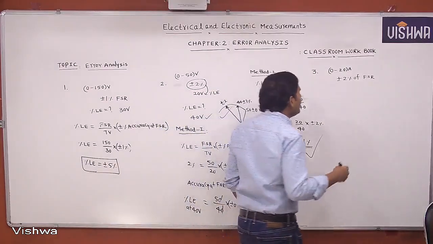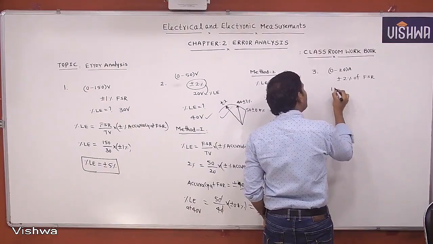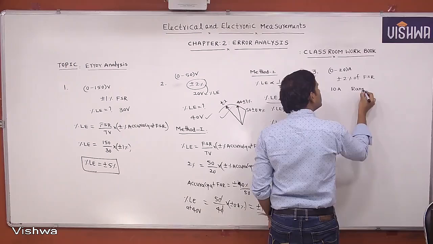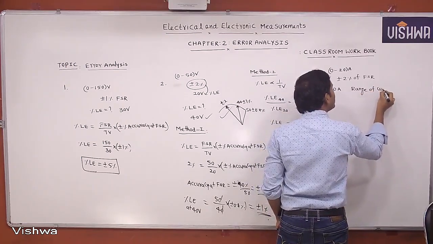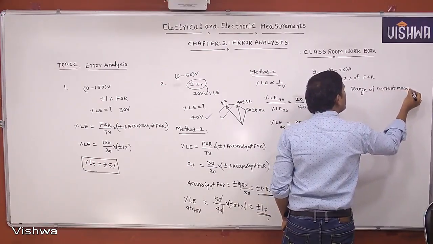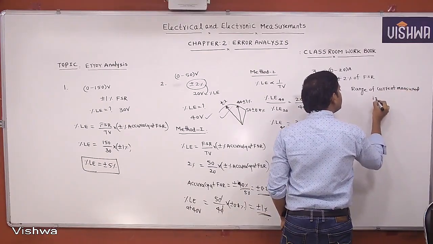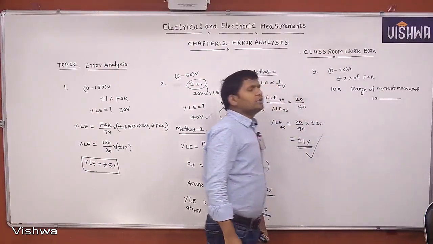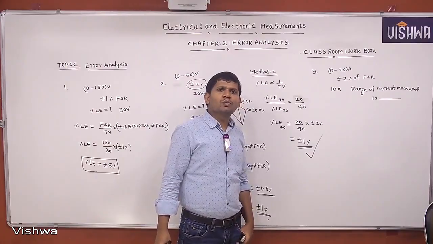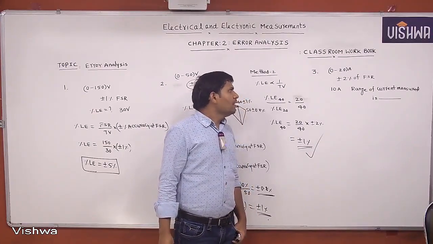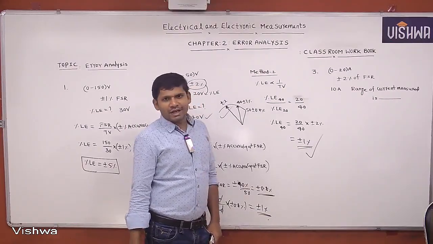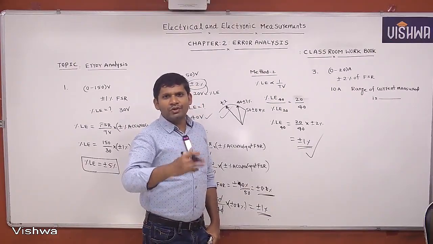Then in the measurement of 10 amperes, the range of current measured is equal to dash. This is the question asked. A 0 to 20 ampere ammeter having accuracy of plus or minus 2% of full scale reading. In the measurement of 10 amperes, the range of current measured is dash. Then you want to find in what range we can measure.